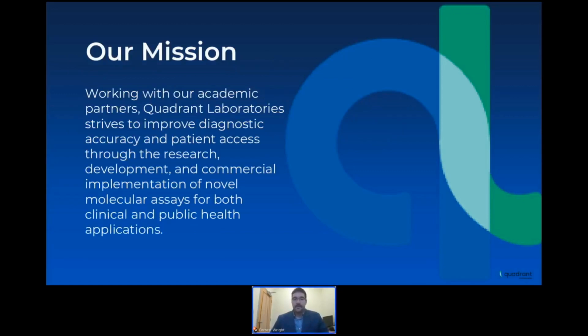Just a quick note on our company's mission here at Quadrant. We use the strengths of our academic and medical collaborators, as well as our own discoveries, and create highly accurate diagnostic assays that improve access for patients by developing novel molecular assays with rigor, using saliva as a source material, and bring them through the commercialization process to address both clinical and public health needs.